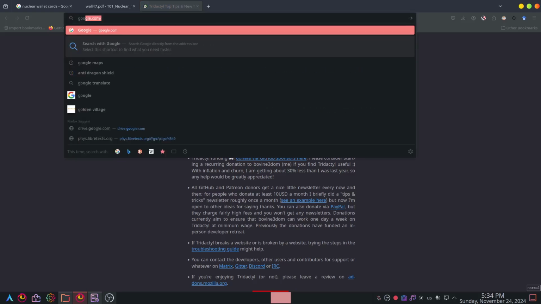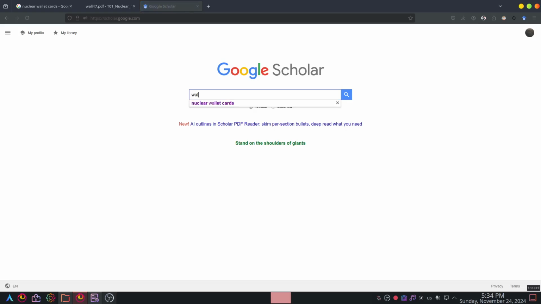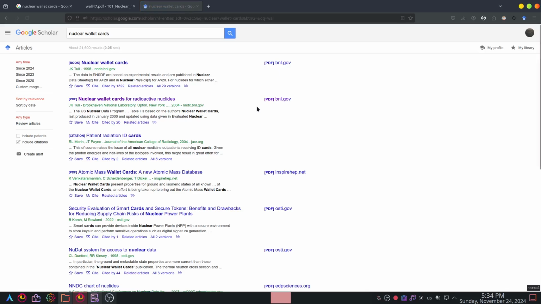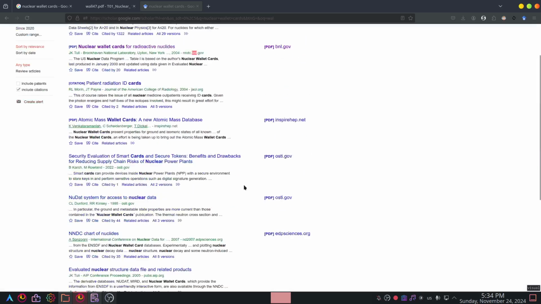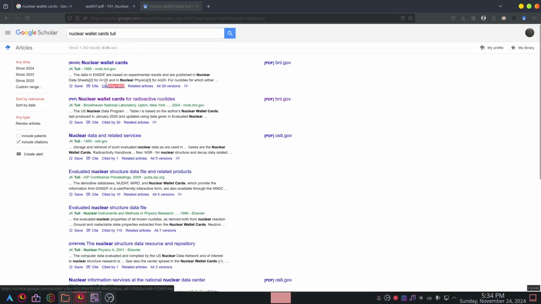Go to Google Scholar and you'll find nuclear wallet cards. I have this from the drop down. What you want to look for is the one from Brookhaven National Lab, or BNL. This one's 2004. It's not the one. You should look for the ones with like 1,000+ citations. This is from 1995, J.K. Tuli, Nuclear Wallet Cards. Click on this.